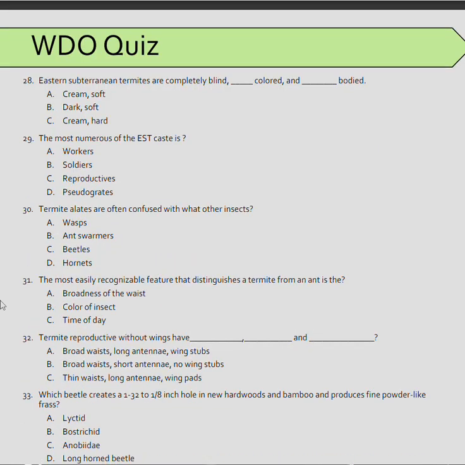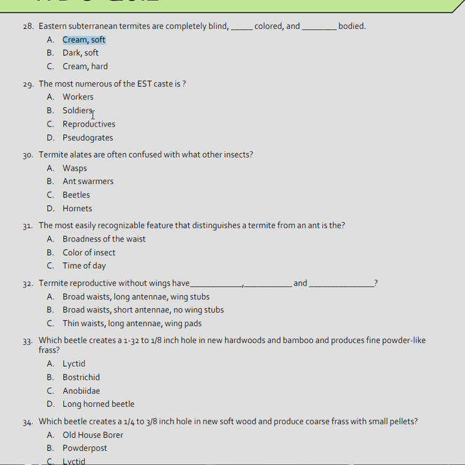Eastern subterranean termites are completely blind, blank colored and blank bodies. Answer, cream, soft. The most numerous of the eastern caste is, answer, workers.